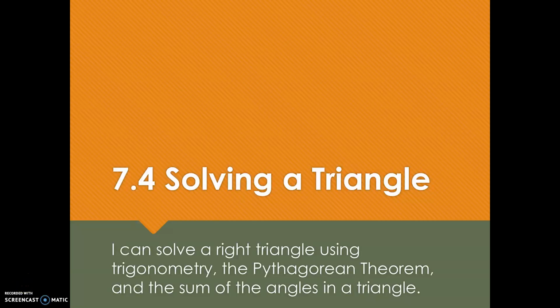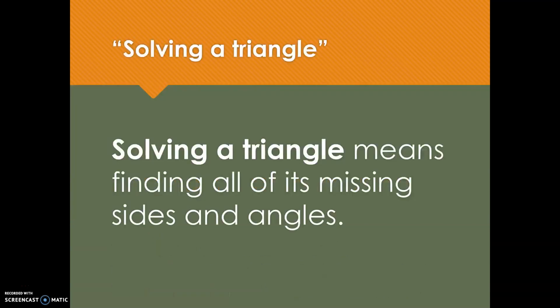All right, Trig Lesson 4, Solving a Triangle. The objective here is that you can solve a right triangle using trigonometry, the Pythagorean theorem, and the sum of the angles of a triangle. Solving a triangle means finding all of the missing sides and angles.